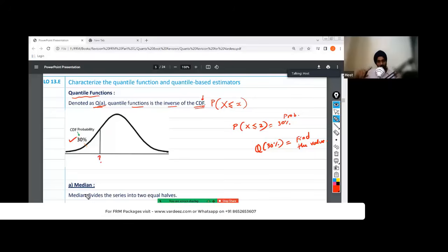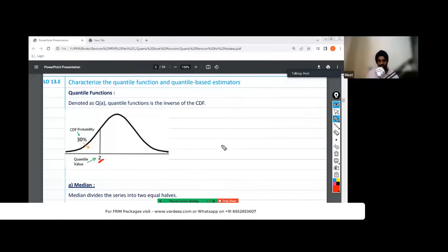So again, you go to the Z table, you see where is 30% and what is the value associated to it? Okay, it's 2. Then you say that, okay, Q30, the value is 2. That is what the quantile function is. It is just the inverse of the CDF. Fair enough? You are given one and you need to find the other one.